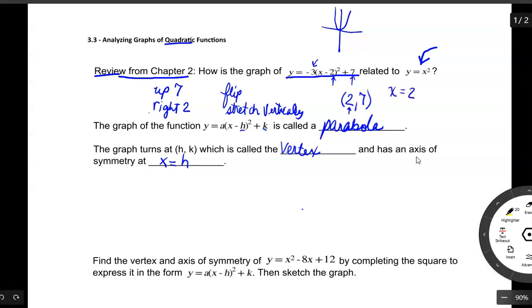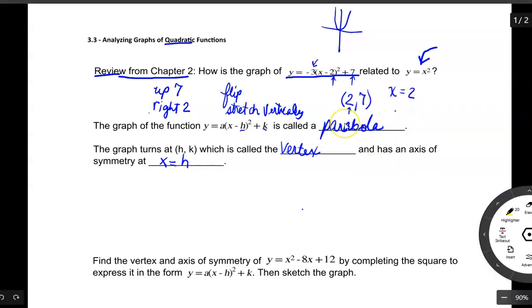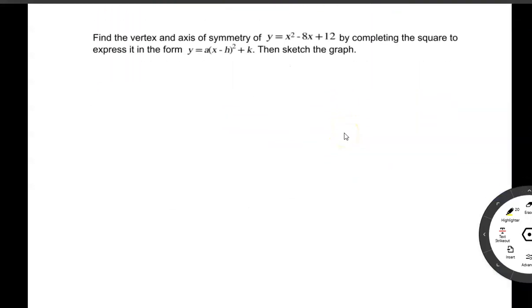And you can see, I'm sorry, let me pull the calculator up so we can see the one that we're talking about. This is the one that opens downward. If we drew a straight line right through x equals 2, do you see how that would line up and match itself? Okay, let's move on. Let's do a sample.